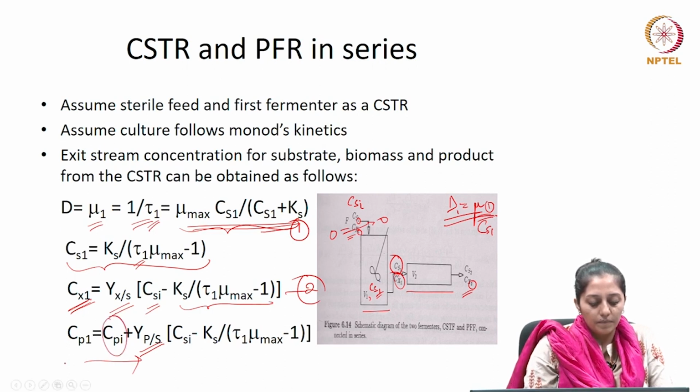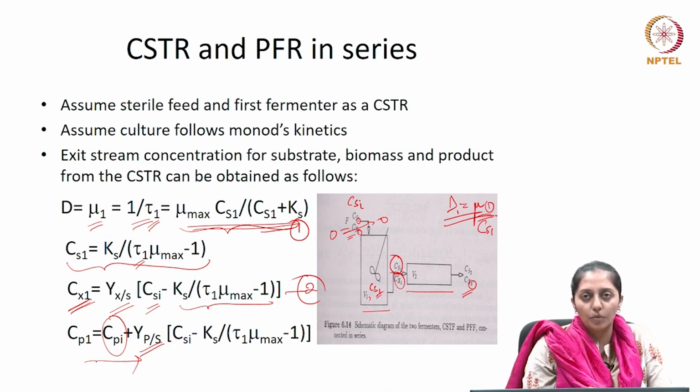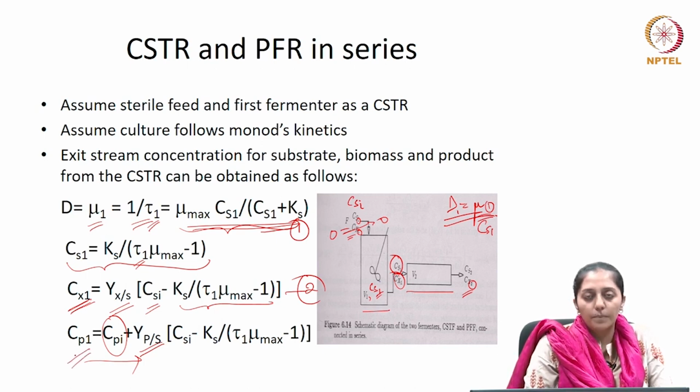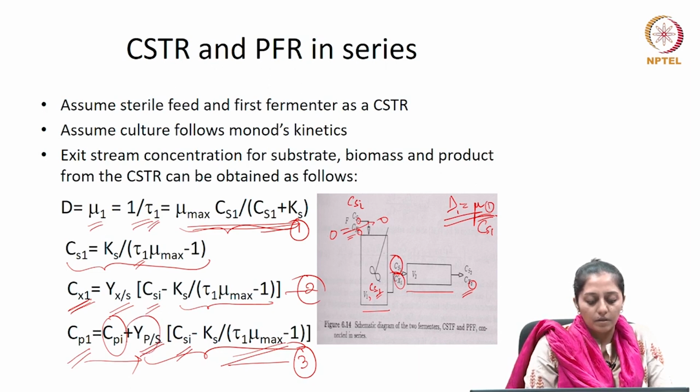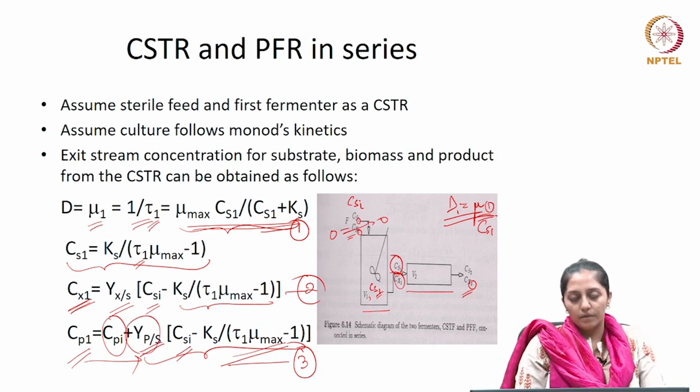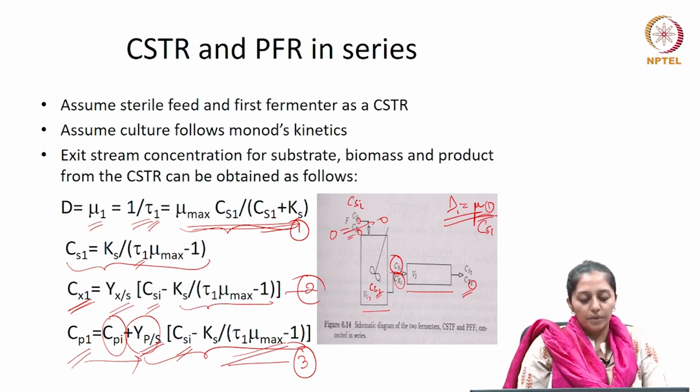Assuming the initial product is already there, which has been represented as CP0, which you can also assume as 0, then the outgoing product concentration, or the product concentration in the outlet stream, can again in a similar manner be represented as shown in equation 3, as a function of the inlet substrate concentration, the outlet substrate concentration and the yield coefficient of product with respect to substrate consumed.